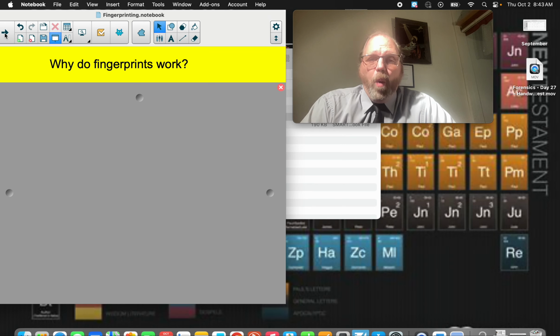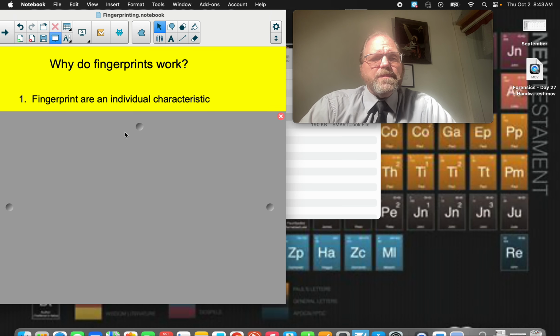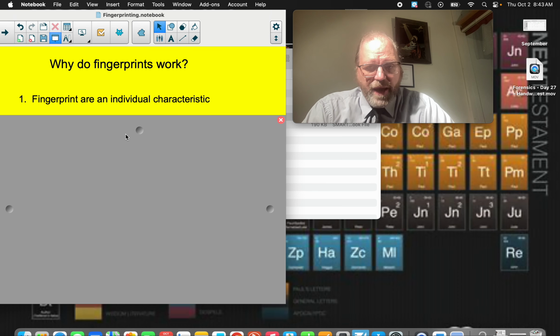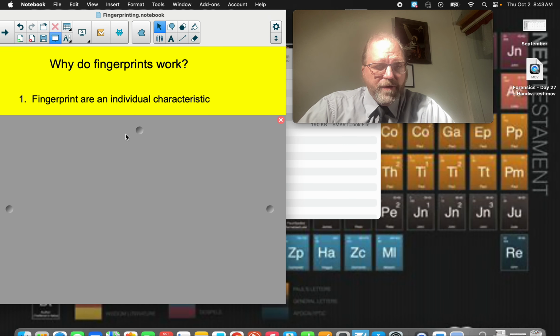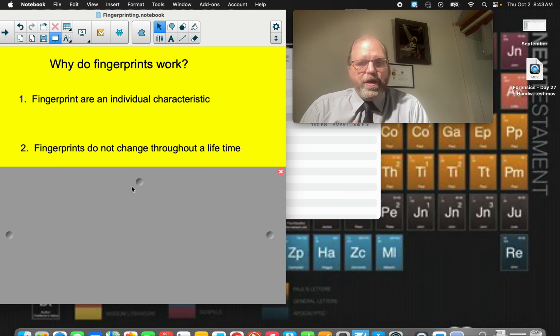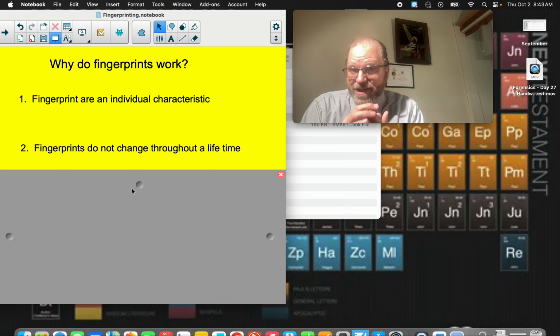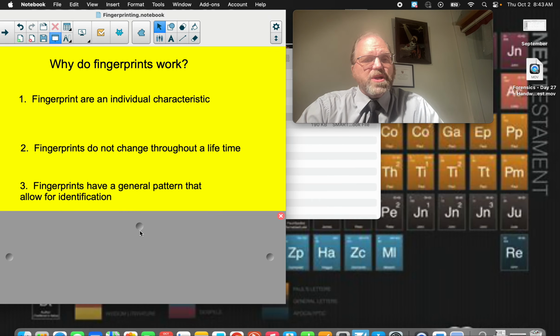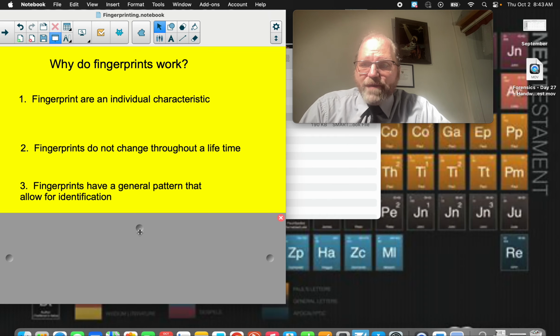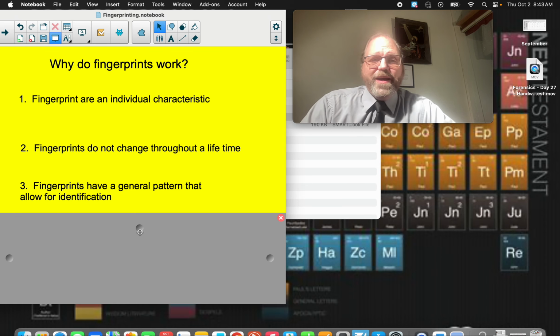Now, why do fingerprints work? Well, you see, they're an individual characteristic. Every person has their own unique fingerprints. They don't change throughout a lifetime. If you fingerprint a baby and you fingerprint an old man or old woman, there might be scars in there. The size will change and there'll probably be some wrinkling, but the basic ridge pattern remains the same throughout the entire life of the person. And then they do have a general pattern that we can follow that allows for identification.